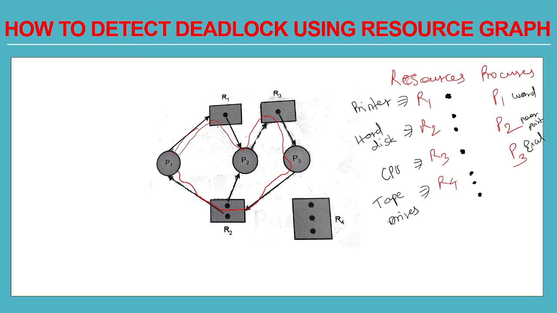So if the arrow is going in the same direction and making a cycle, then we can definitely say that deadlock is there. So like this, you can draw the resource allocation graph using processes and resources, and you can easily tell whether deadlock is there or not.